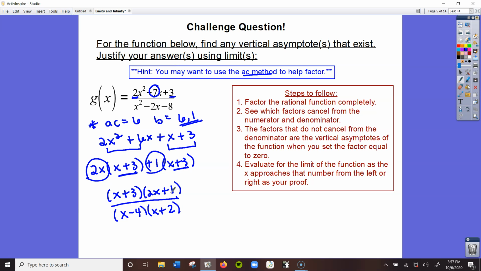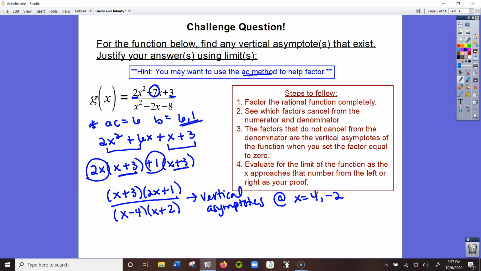Now, because nothing factors here, or rather nothing cancels, we have two vertical asymptotes. We have x minus 4 and x plus 2, and if we set it equal to 0, this means that you have the vertical asymptotes at x is equal to 4 and negative 2.